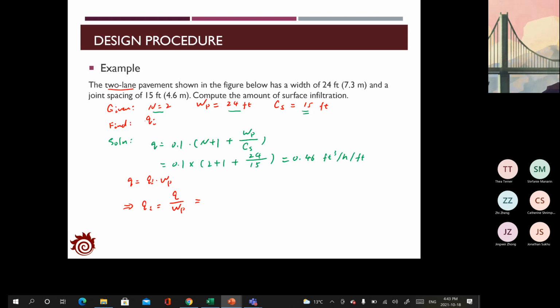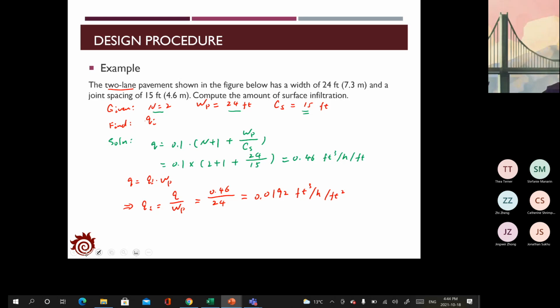So that is 0.46 divided by the value of WP, that is 24. So we have the result as 0.0192 cubic feet per hour per square feet. So that's the value of the surface infiltration for this example. So this is the first component of the inflow, which is the surface infiltration.